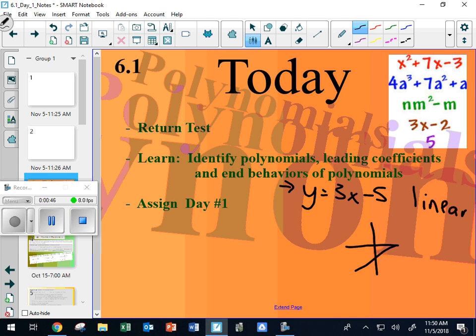If I had something that was y equals x squared plus 5, what kind of equation is that? That one was linear. What's this one? Yes, it's nonlinear. But this is a specific type. We just learned about this. It is quadratic.